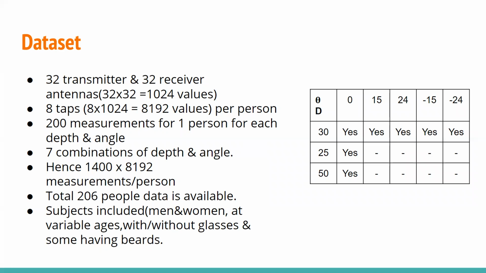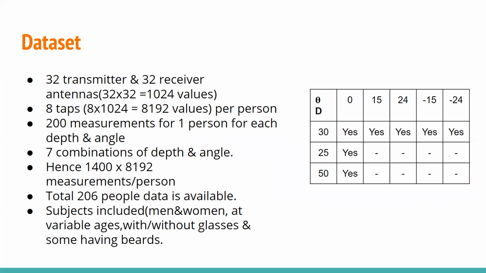There will be 200 measurements for one person for each depth and angle. And there will be 7 combinations of depth and angle. Hence, every person will have 1400 data points or images or samples.